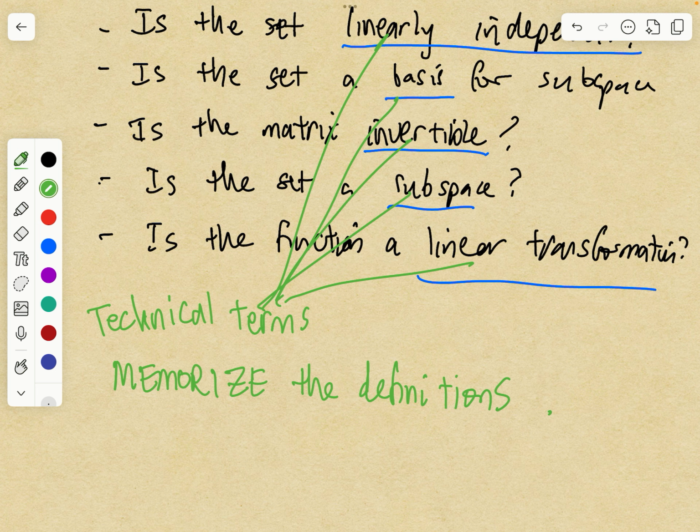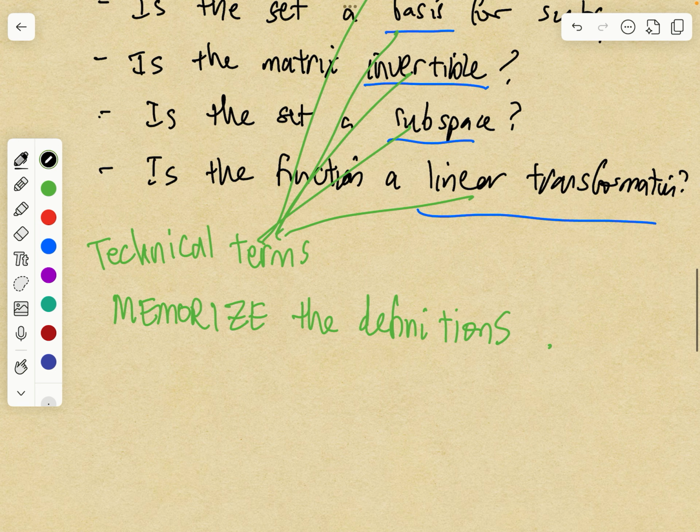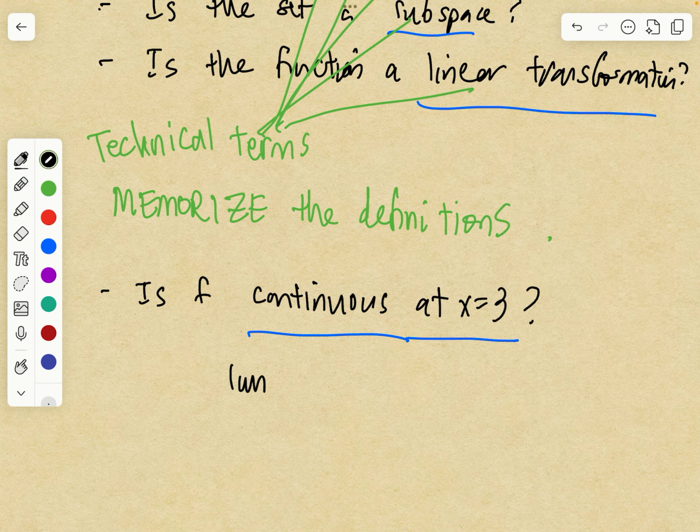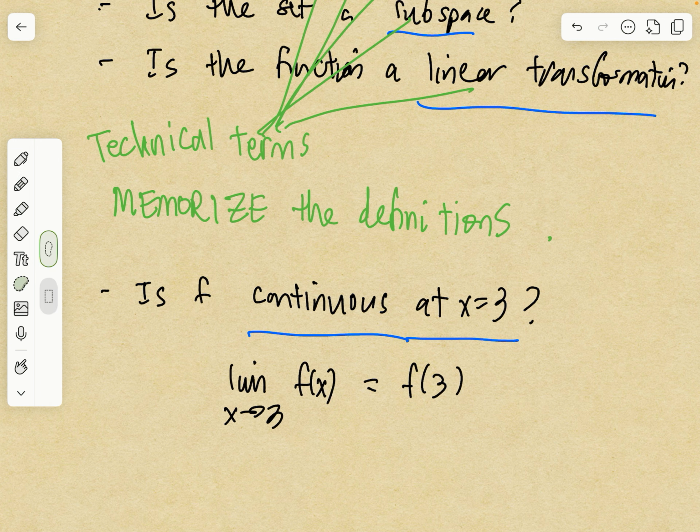In calculus, you might be asked something like, is the function continuous at x equals 3, or something like that, right? And then what's the technical term? Of course, it's continuous at a point. And continuous at x equals 3 means that the limit as x goes to 3 of f of x is equal to f of 3. So to decide whether f is continuous at x equals 3, you need to figure out what that is, and you need to ask yourself if they're equal. If they're equal, then f is continuous at x equals 3. If they're not equal, then f is not continuous at x equals 3.